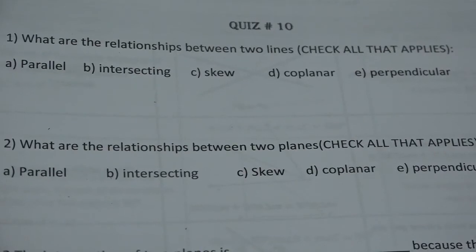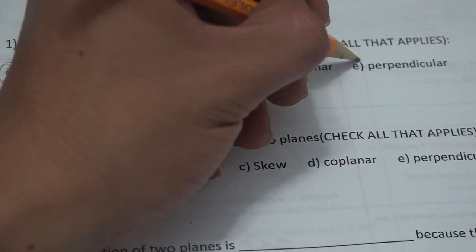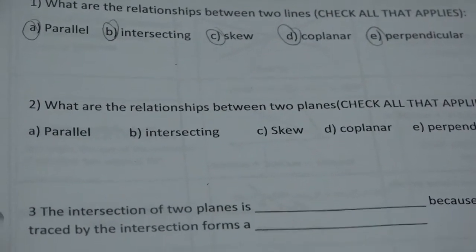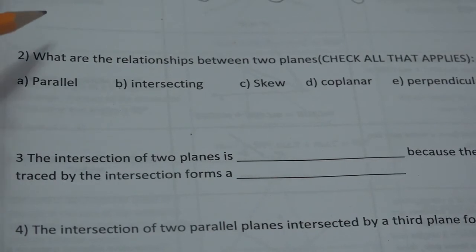So what are the relationships between two lines? Check all that apply. Well, the lines could be parallel, they could intersect, they could be skew, they could be coplanar, they could be perpendicular. Yeah. Okay, wow. What else?